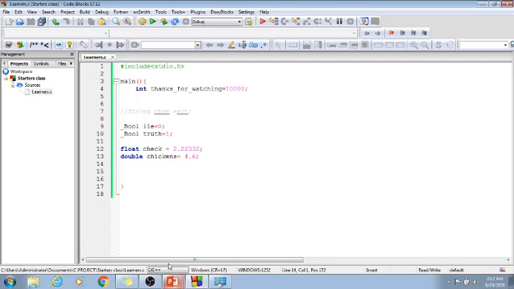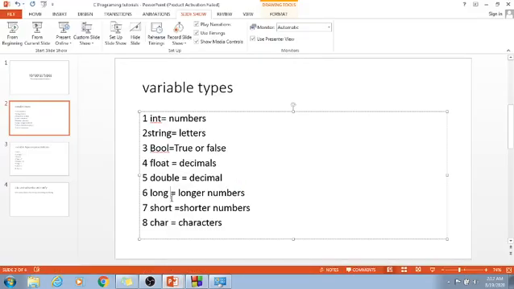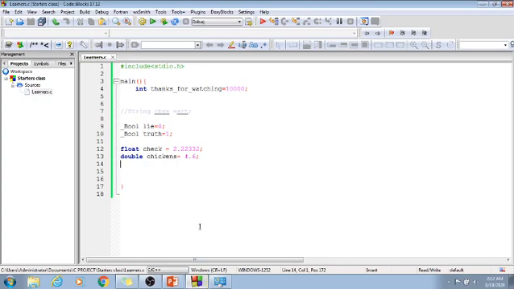And long. Long is for larger numbers of ints. It is for numbers that are in the middle: they're not too large, but they're not too small either. So to initiate a long, just put long. Then put something like long g equals 1234567.